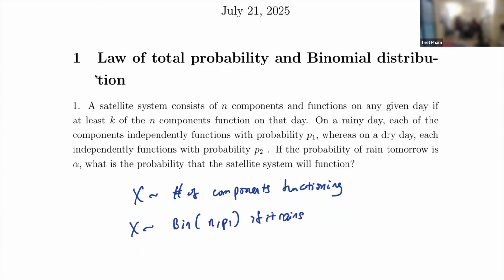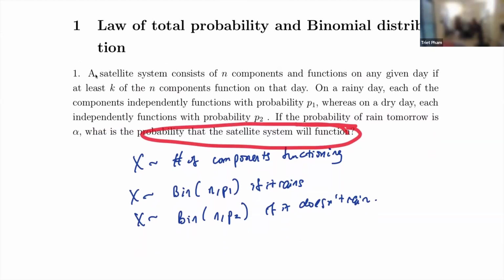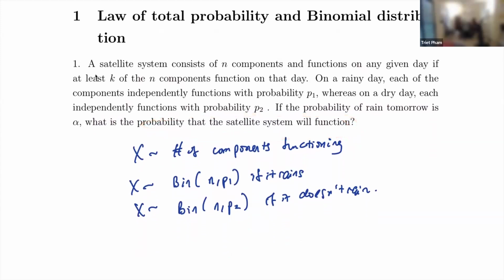And then similarly, that would be a binomial with n and P2 if it doesn't rain, right? And then how do we combine it to answer this question? How do we find the probability of the satellite functioning?